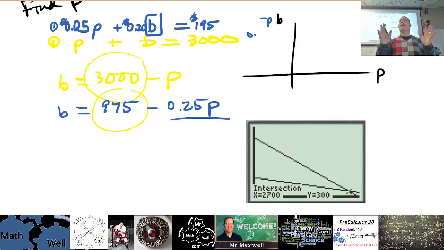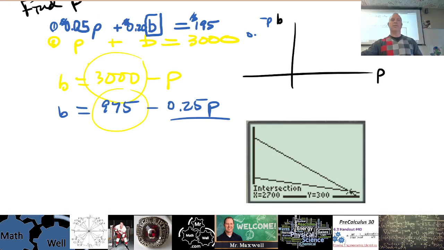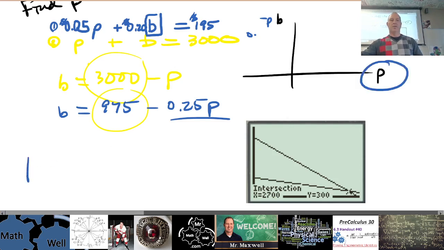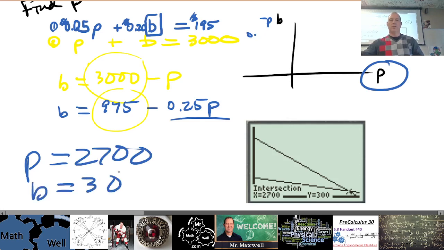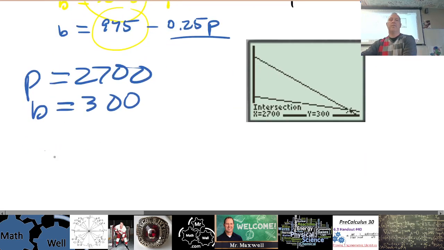Okay, quickly, we got to end, guys, quickly, before the bell rings here. Now, notice that x is 2700. Well, what did we let x equal? X was the p. So p is 2700. And y is the b, so b is 300. So guess what? We will verify this. Don't have time right now, but you plug those values into each of the original equations. Check to make sure that they satisfy the equations. And then you always end with a final sentence.